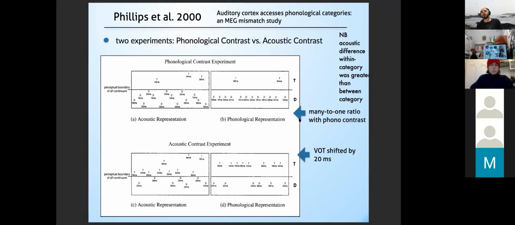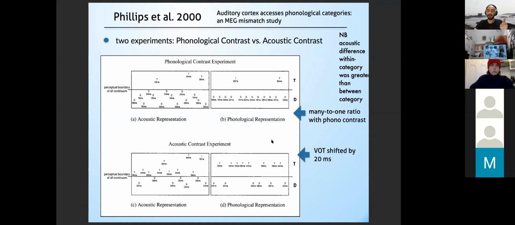So what they did in the acoustic contrast experiment, very simple. They just shifted everything by 20 milliseconds, okay? So they just increased the voice onset time of all the stimuli by 20 milliseconds. And what you get is that a lot of these basically become T's, right? So all these here, close to the threshold, if you add 20 milliseconds, they go above the threshold. And then you're going to find them as T's, right?